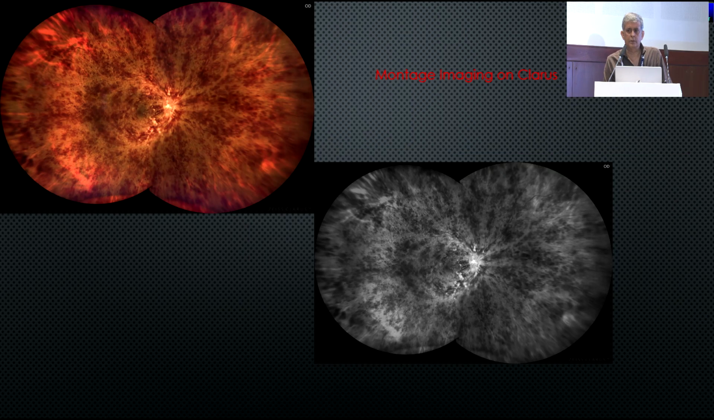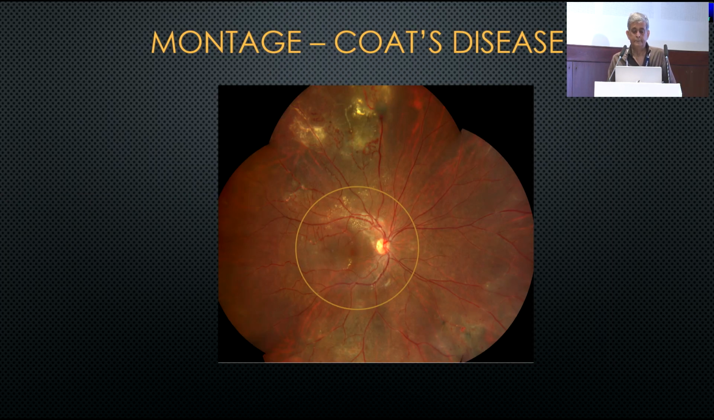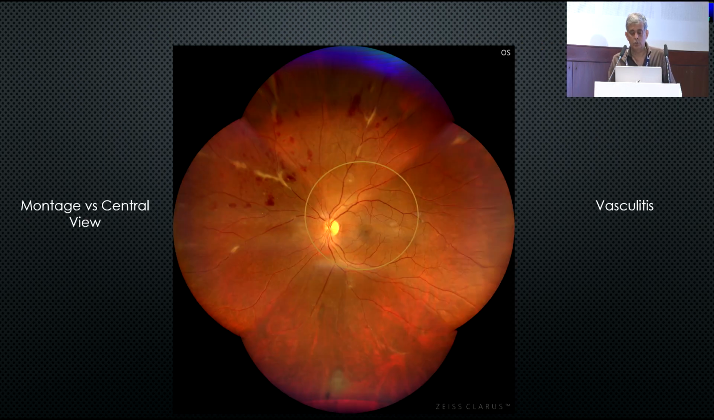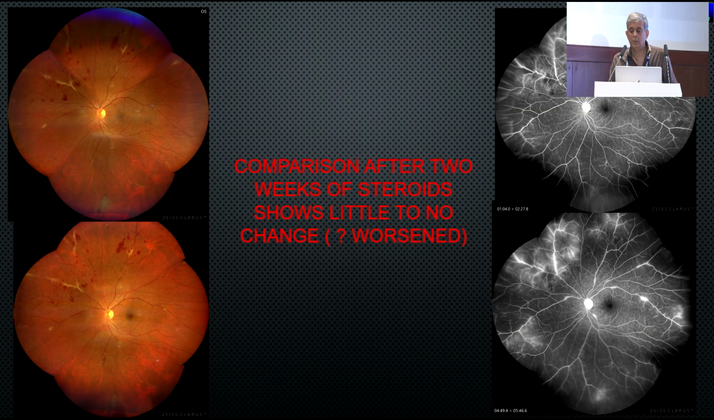Here's a patient with a really bad case of CRVO. Here's a patient of Coats disease, where you can see the little circle in the center shows you what conventional fundus imaging shows. Here's a patient of vasculitis, and here we had to use fluorescein angiography to monitor her again and again because we wanted to see whether she improved, and she did not improve with oral steroids. She finally improved only with Ozurdex.